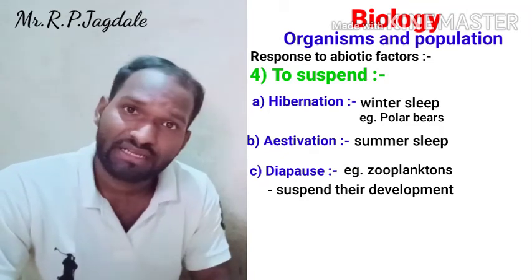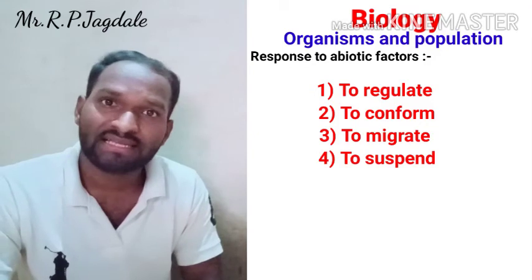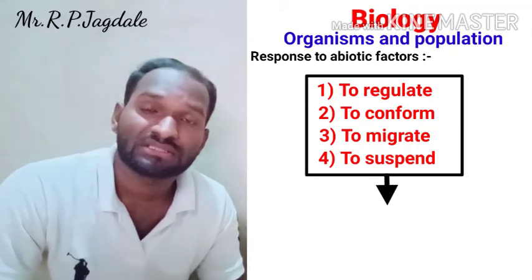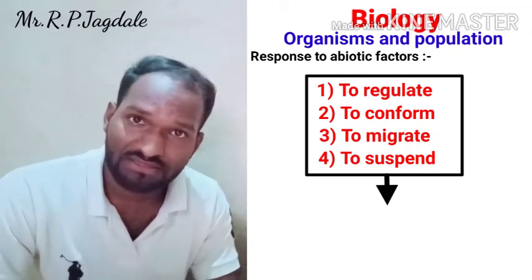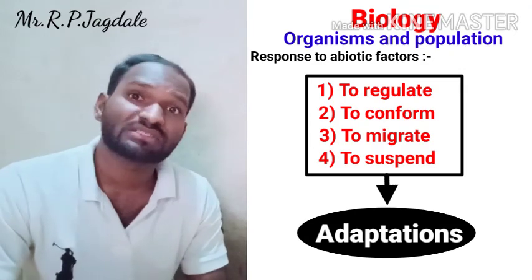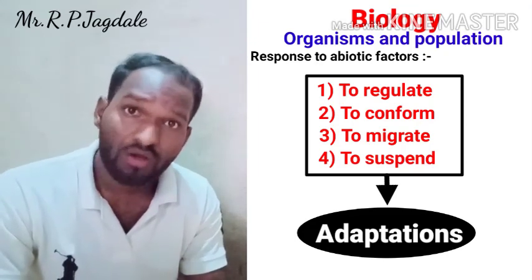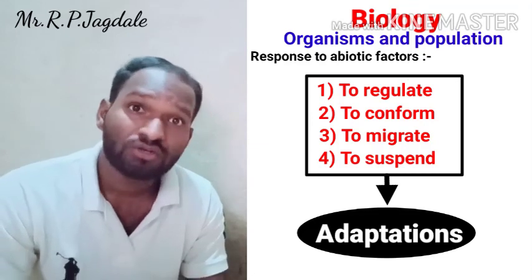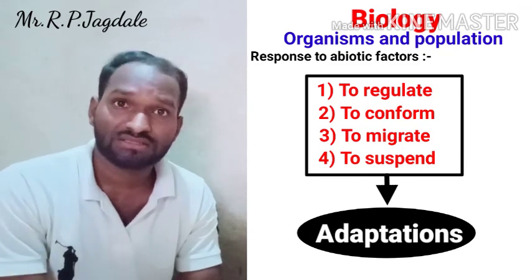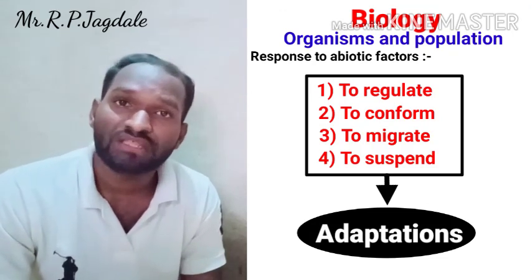So either it is to regulate or to conform, or either it is to migrate or to suspend. In all four cases, they respond to the surrounding environment or various abiotic factors. And how is it possible? It is possible because all organisms have different types of adaptations within them. By those adaptations, they are able to regulate, to conform, or to respond to the various abiotic factors. About adaptation we are going to see in the next lecture.